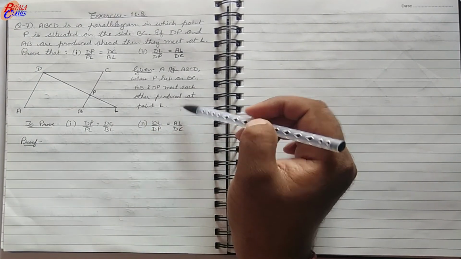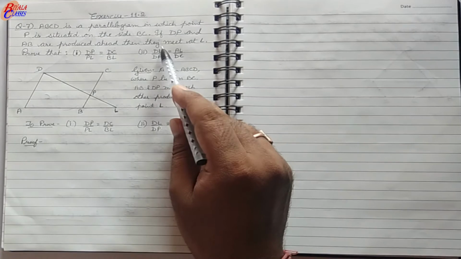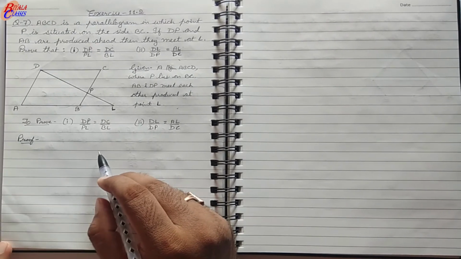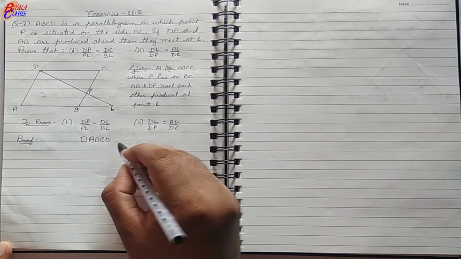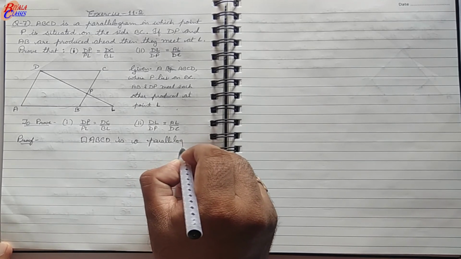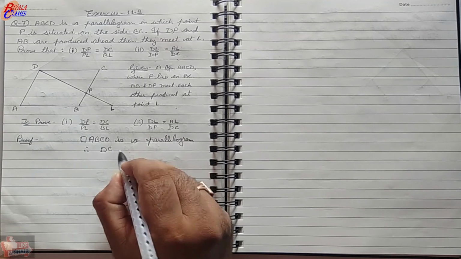So this is given to you, and we need to prove that DP upon PL is equal to DC upon BL, and DL upon DP is equal to AL upon DC. So let's begin with the proof. Now here we are given that ABCD is a parallelogram. This quadrilateral is a parallelogram, and because it is a parallelogram, the opposite sides are equal. So DC is equal to AB.